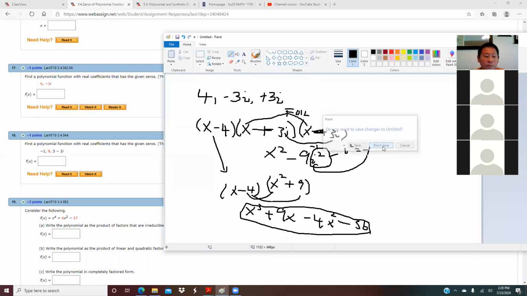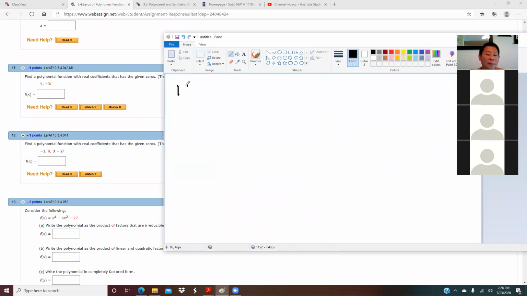So what happens if you do question 18? Again, class, these kinds of questions will be in your test on Tuesday. That's the reason why I spend a bit more time here. So again, you have -1 as your zero. You got 9 as your zero, and you got 3 minus 2i as your zero. Does anyone know what another zero you have here? Anyone got? Yes, 3 plus 2i. This is automatically 1 point on your test if you give me the conjugate here.